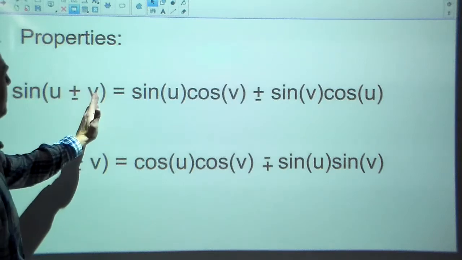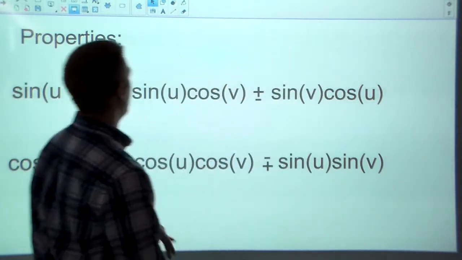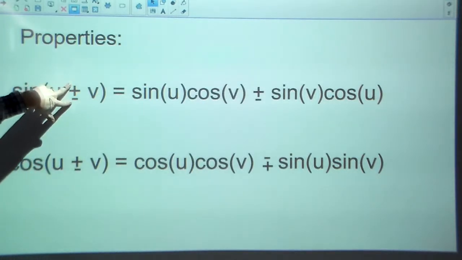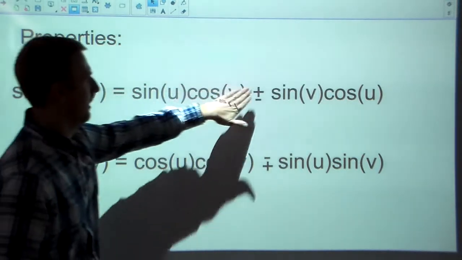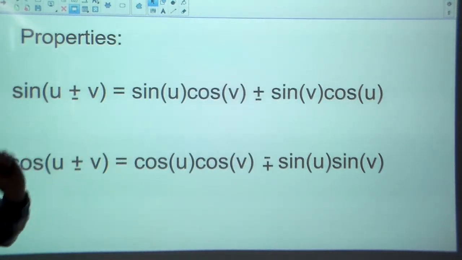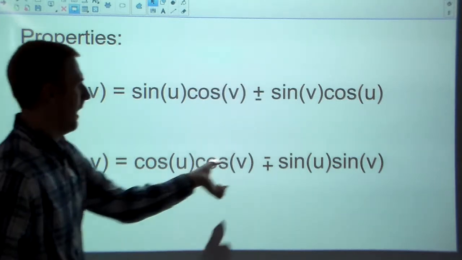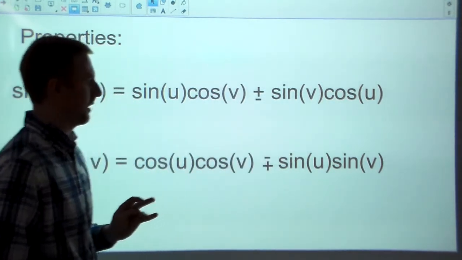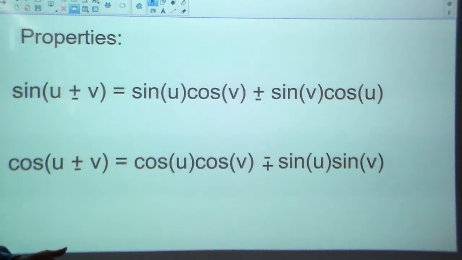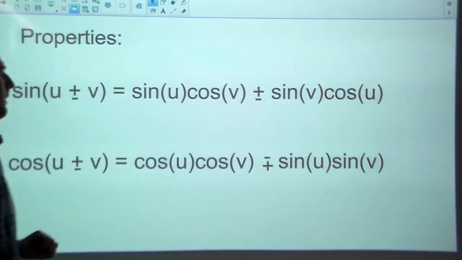So sine of U plus V is sine U cosine V plus sine V cosine U. The big thing is plus or minus, whatever symbol you have here is what you're going to have here. I'll let you read through and commit to memory the cosine version. But whatever sign you have here, you'll have the opposite. And that's where this minus over plus comes from. It's kind of a weird symbol you probably haven't seen before. All it means is, whatever sign you have here, put the opposite sign over there.